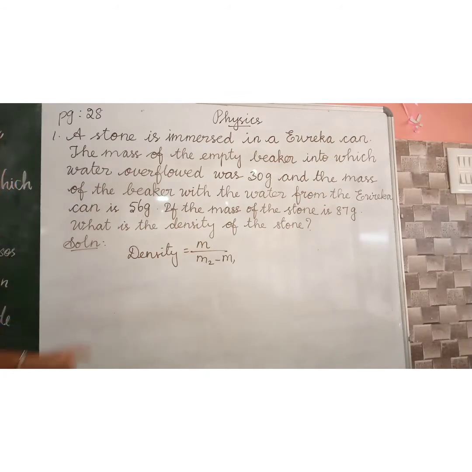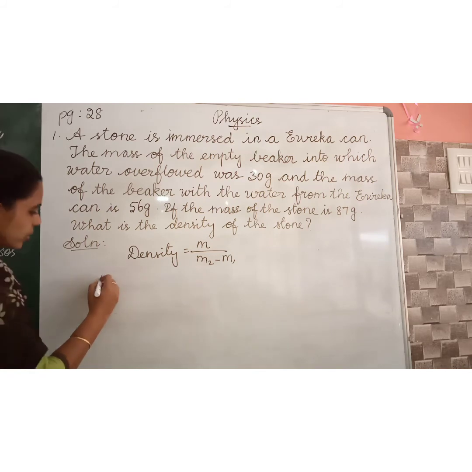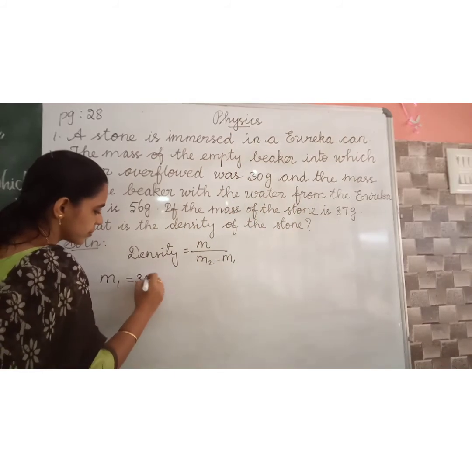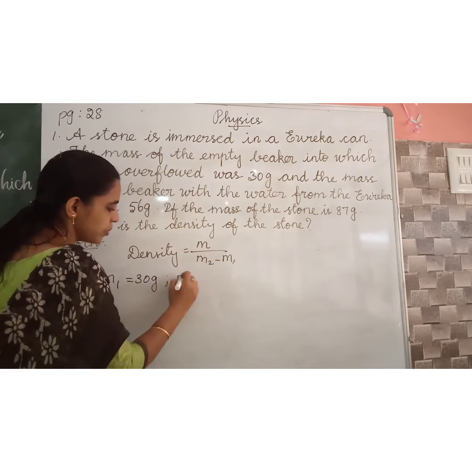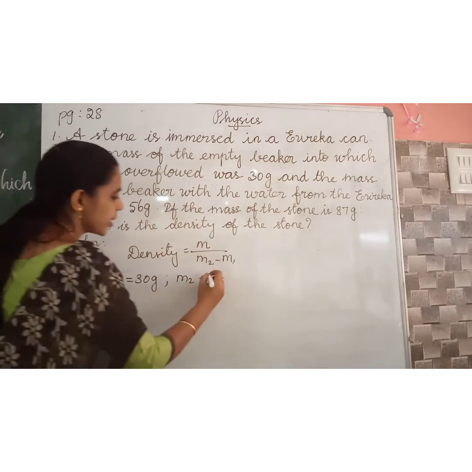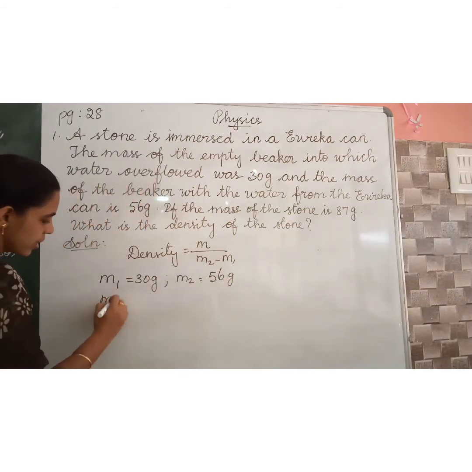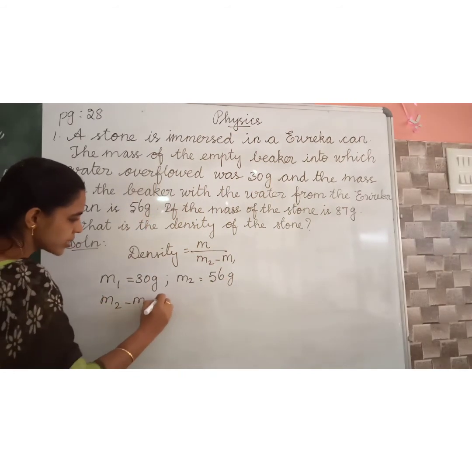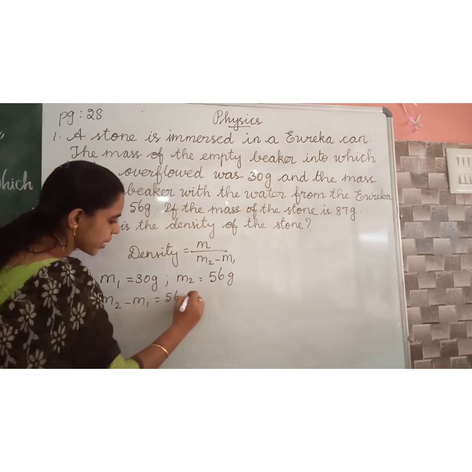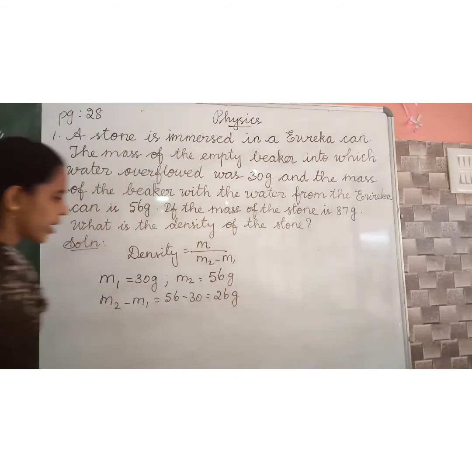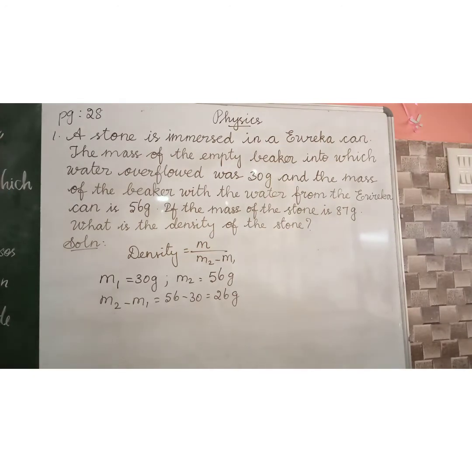What is the M1 now? M1 is equal to 30 gram. And M2 is equal to 56 gram. So, M2 minus M1 is equal to 56 minus 30. How many? 26 gram. Okay, 26 gram. Now we have to know mass.